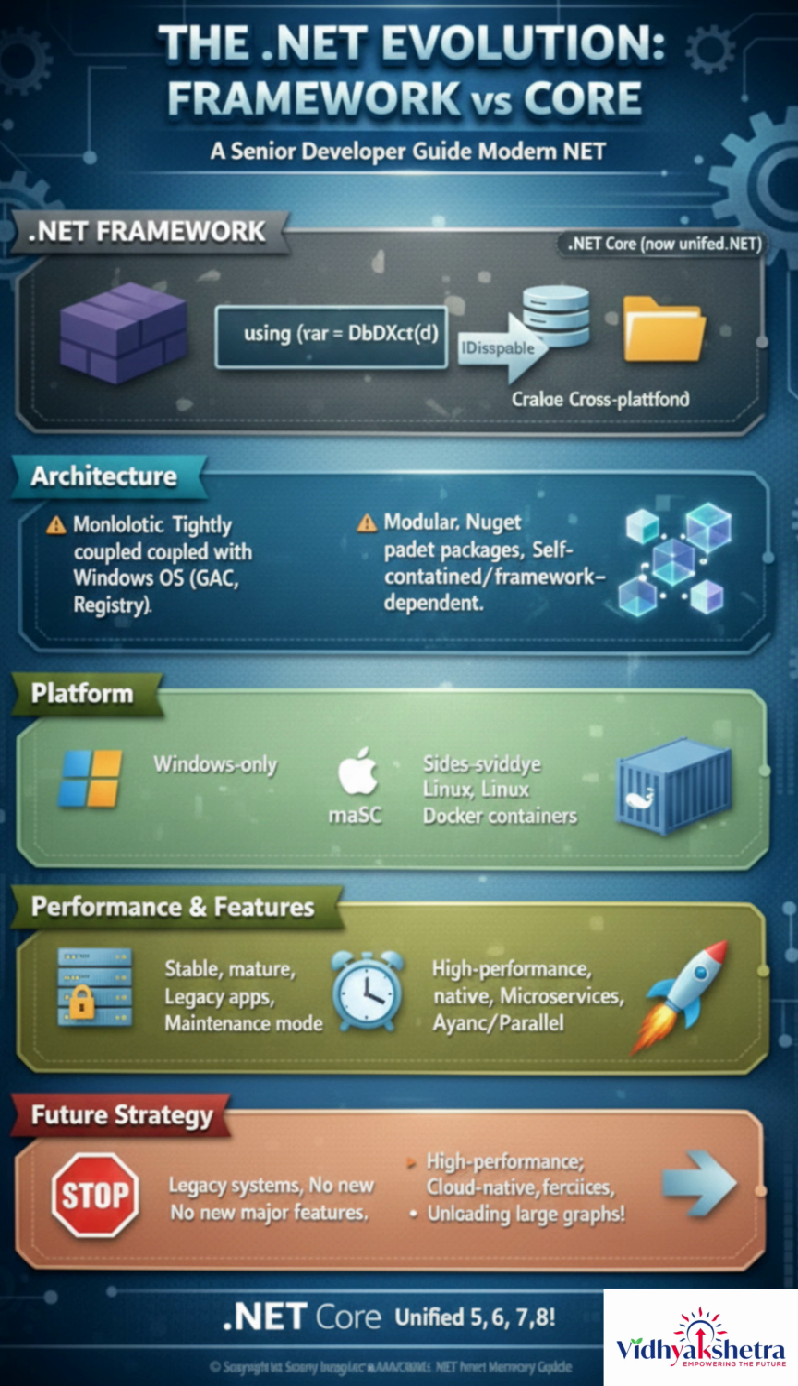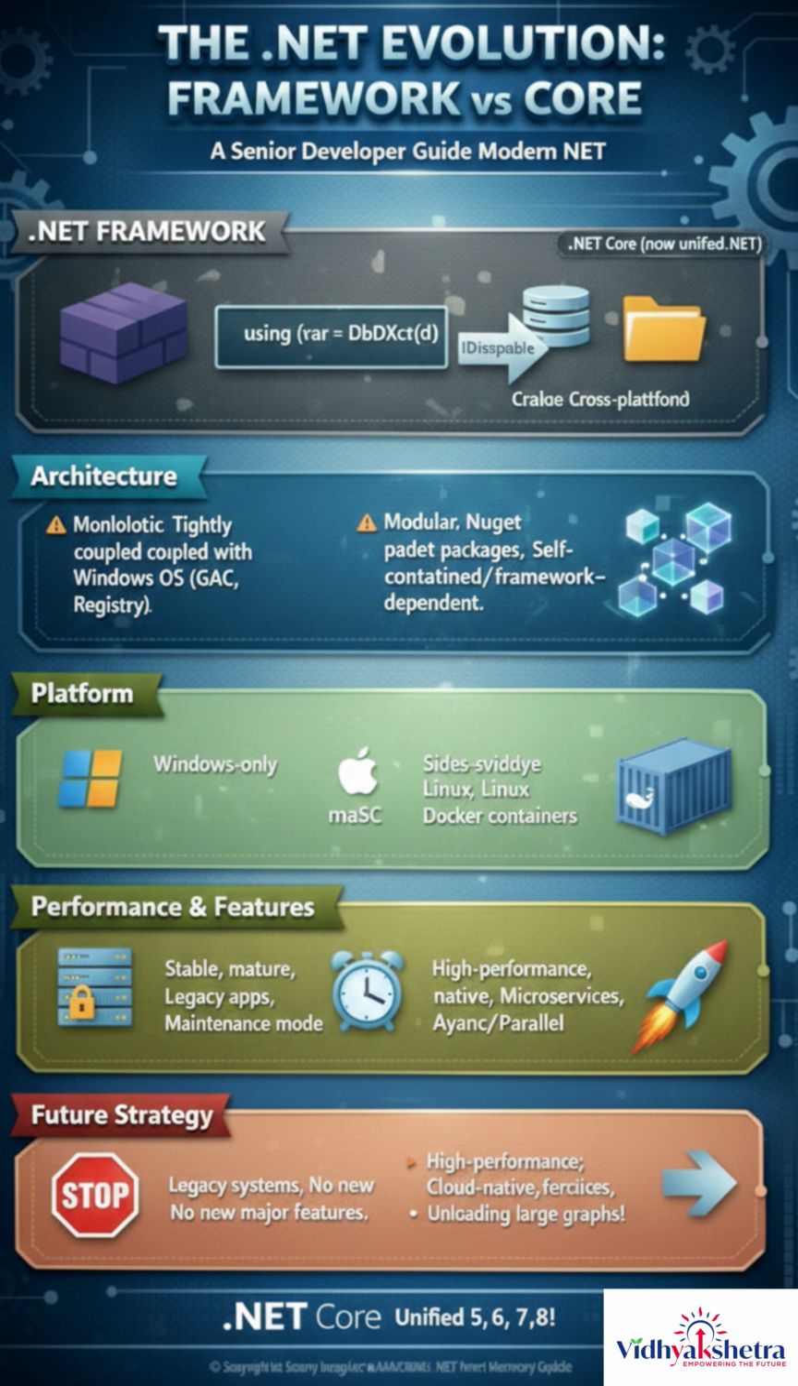Another major difference is deployment flexibility. .NET Core supports side-by-side runtime installations and Docker container support, making it ideal for DevOps and CI/CD pipelines. .NET Framework applications are typically tied to server-level runtime installations.